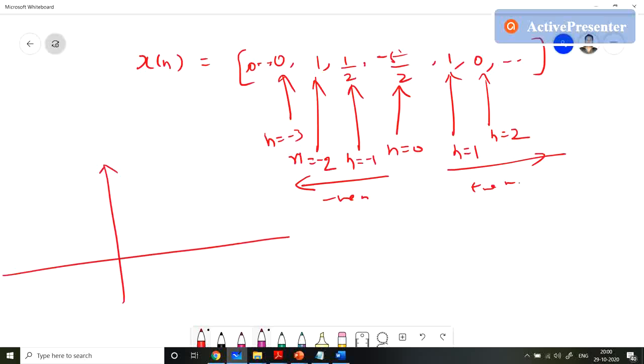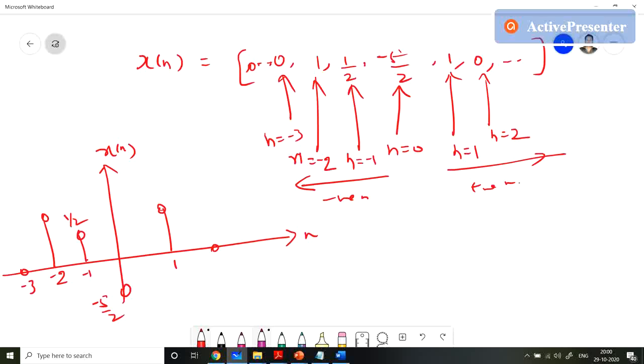So we can plot x[n]. At n equals 0, the value is minus 5 by 2. At n equals 1, the value is 1. At n equals 2, the value is 0. At n equals minus 1, the value is half. At n equals minus 2, the value is 1. At n equals minus 3, the value is 0.